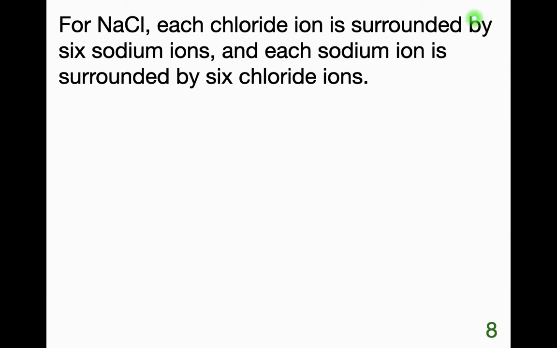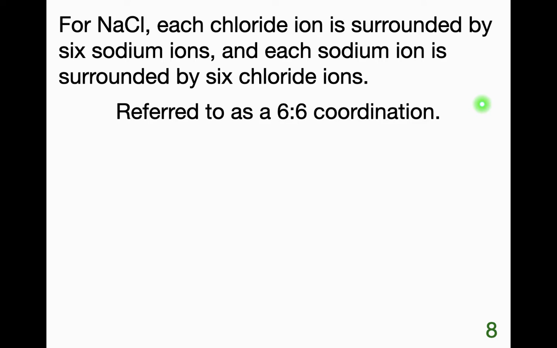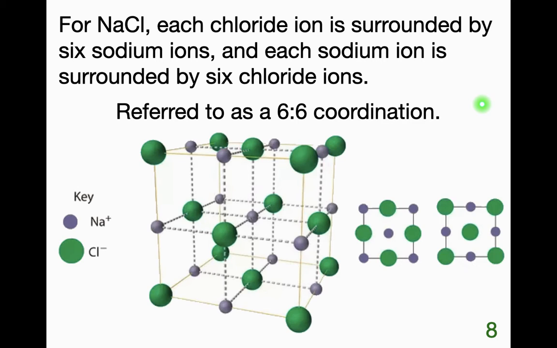Goodbye, crystals. For sodium chloride, each chloride ion is surrounded by 6 sodium ions, and each sodium ion is surrounded by 6 chloride ions. This is referred to as a 6-6 coordination. So what we're saying here is, and this is a nice top view here, let's look at this sodium ion here.